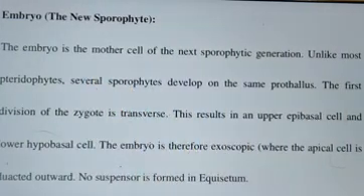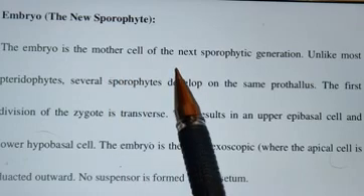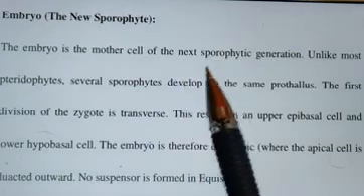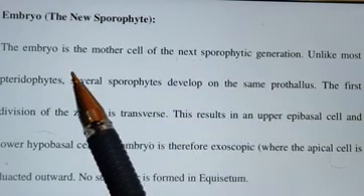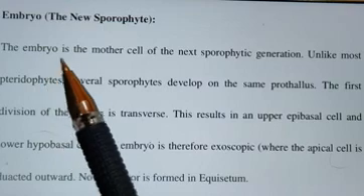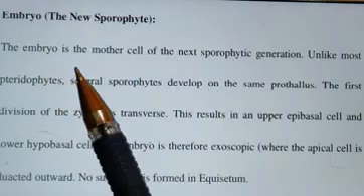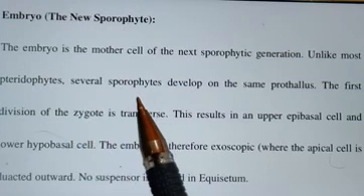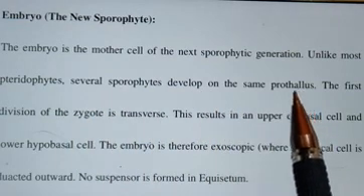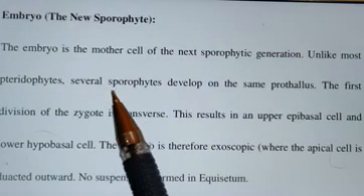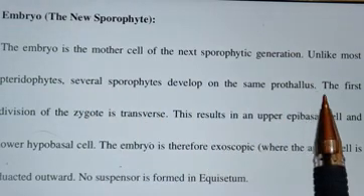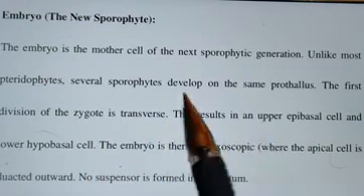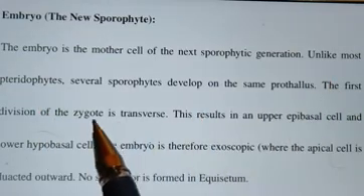So after fertilization, the embryo is the mother cell of the next sporophytic generation. So you can see the sporophytic generation. In that sporophytic generation, the embryo is the mother cell, means from the embryo the sporophytic generation will start. Unlike most pteridophytes, several sporophytes develop on the same prothallus. The first division of the zygote is a transverse division of the zygote.